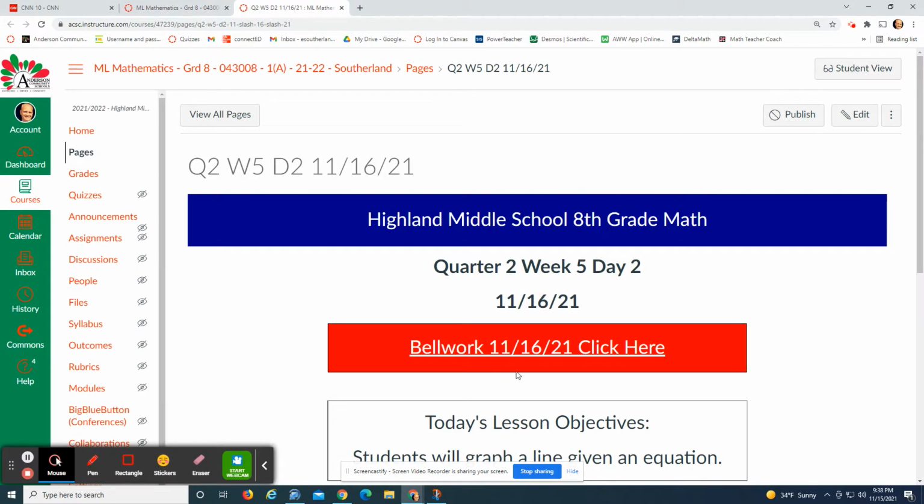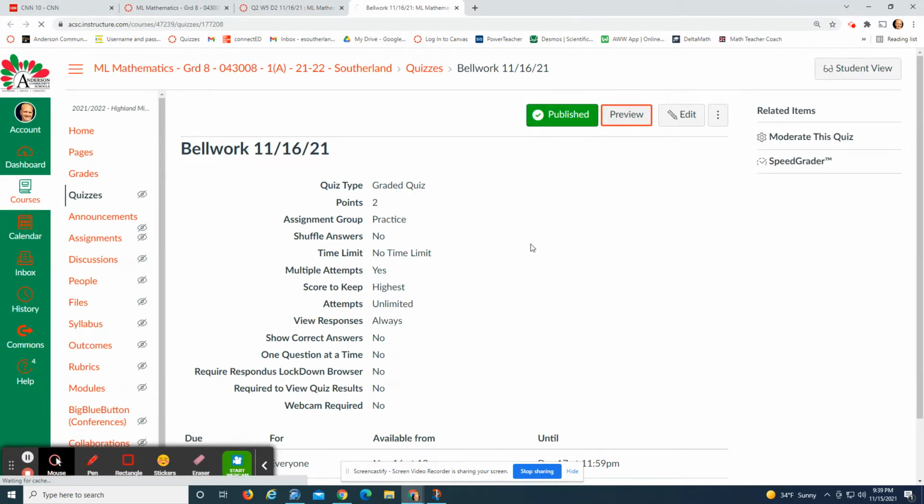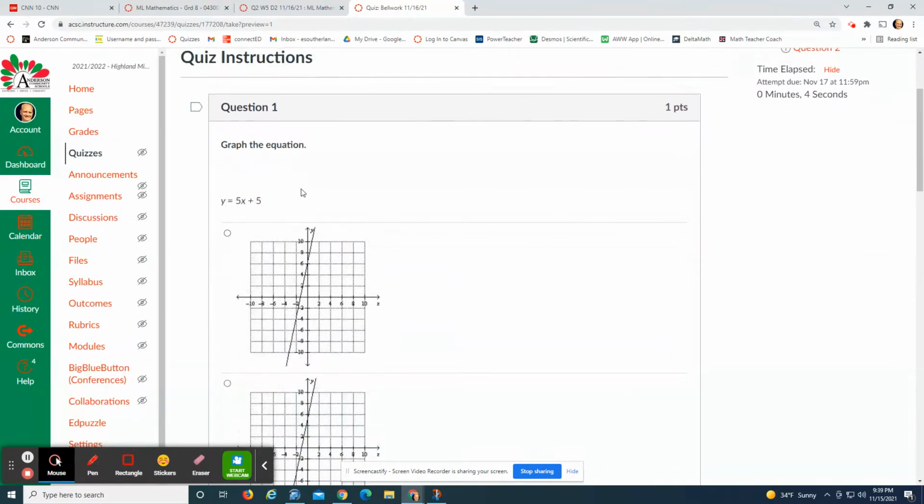Today's bell work is right here under where it says bell work 11, 16, 21. Click that, and then you're going to answer the two questions that there are. All I really want you to do is look at this equation and then select the graph that goes with it. Remember that these are always written y equals mx plus b, where m is the slope and b is the y-intercept.